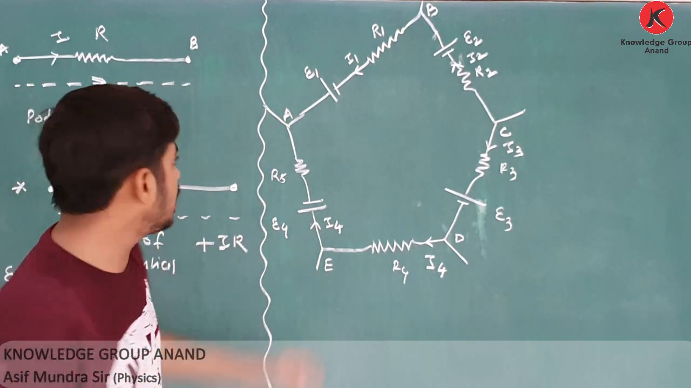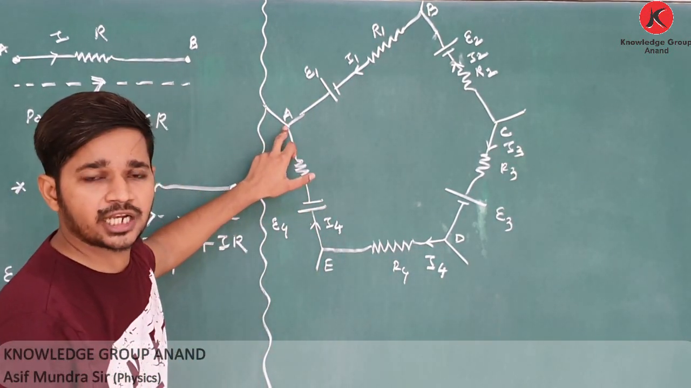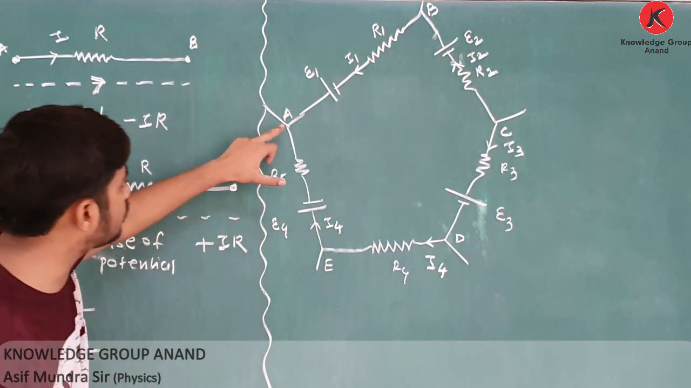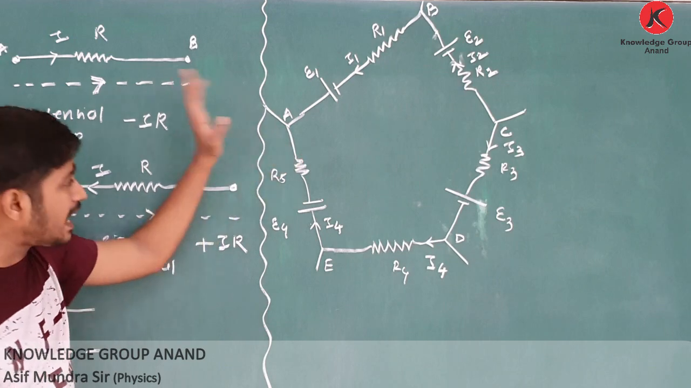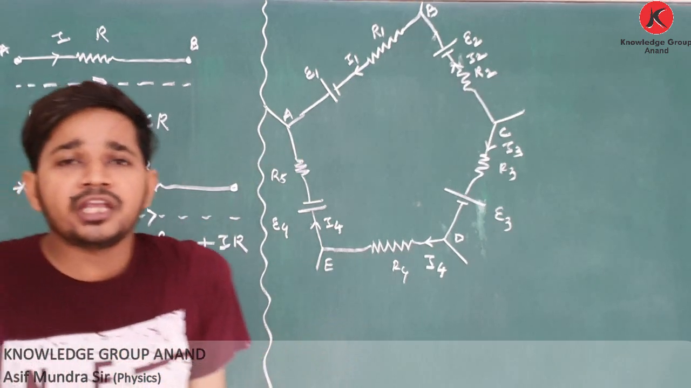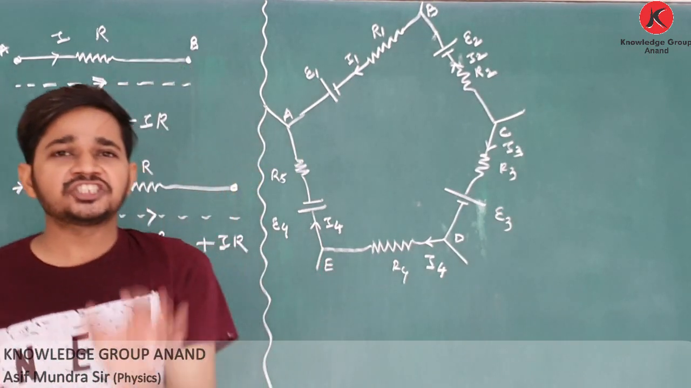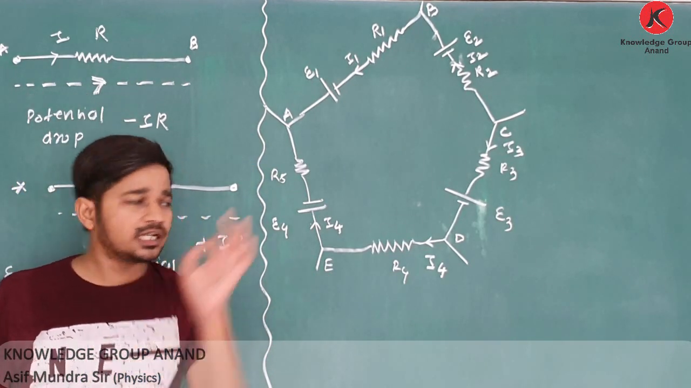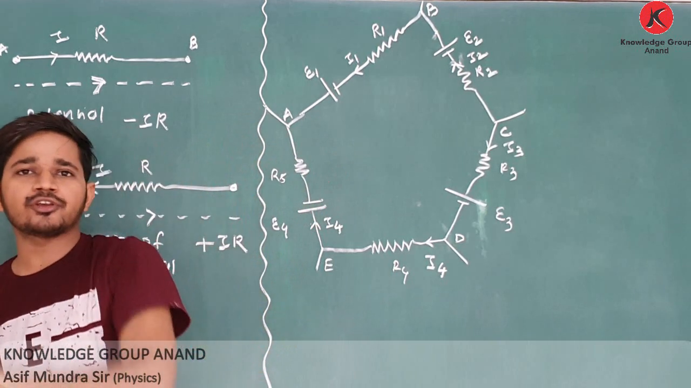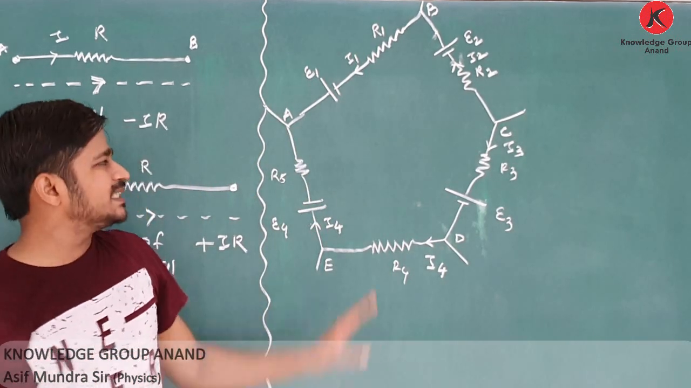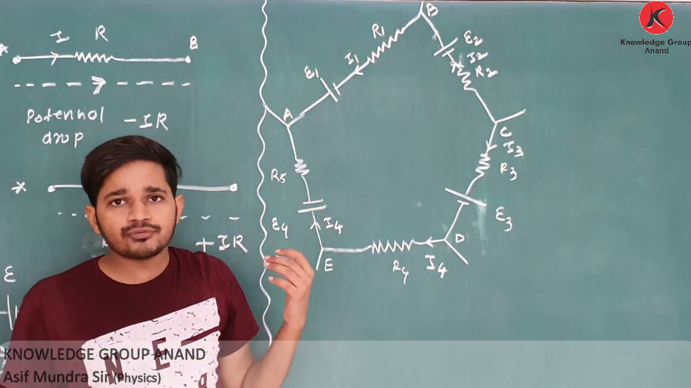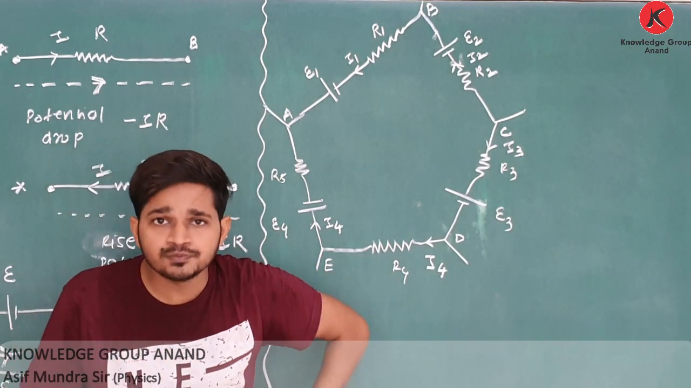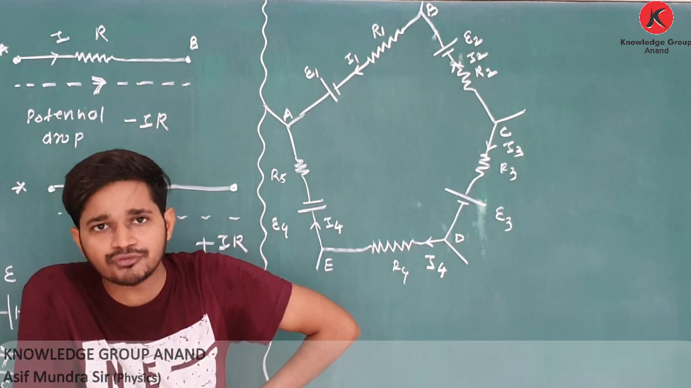For example, if I am taking potential at point A, I am moving on any loop, and when I come back to point A, potential will be the same. Means the change in potential as we come to the same point will be the same. Clear about this? So basically, this is Kirchhoff's second law. It is based on the law of conservation of energy.